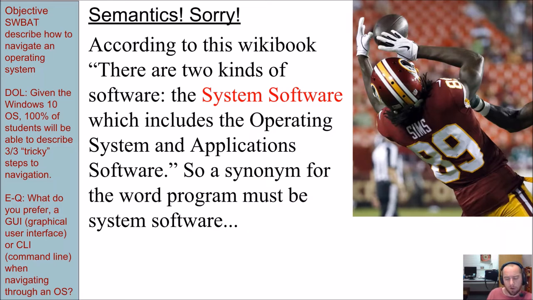Or you're writing a paper on this for some computer class in college. So when we talk about software, we're talking about one of two kinds. System software, which is operating systems, and of course application software.